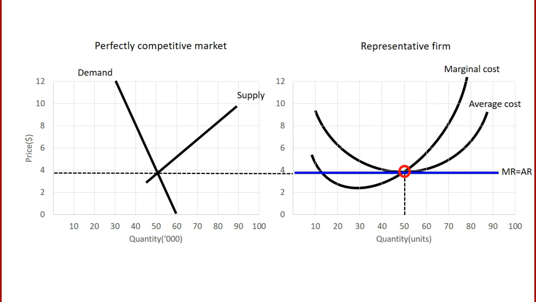At this point, no new firms will be attracted to the market. Supply will stop increasing, will stop shifting right. And so we will have achieved a long-run equilibrium in this case, where all of our individual firms, as shown by the representative firm, are breaking even.